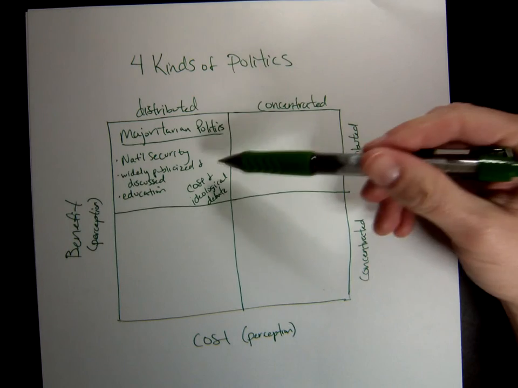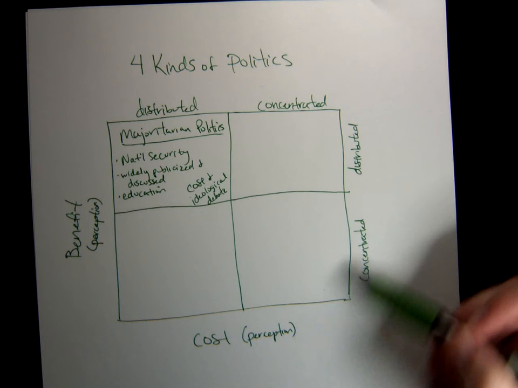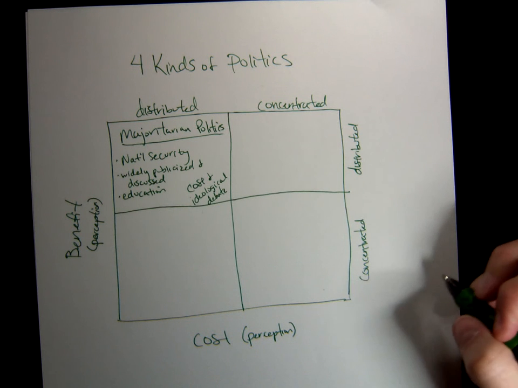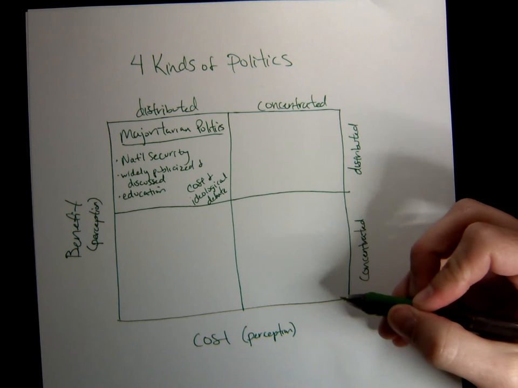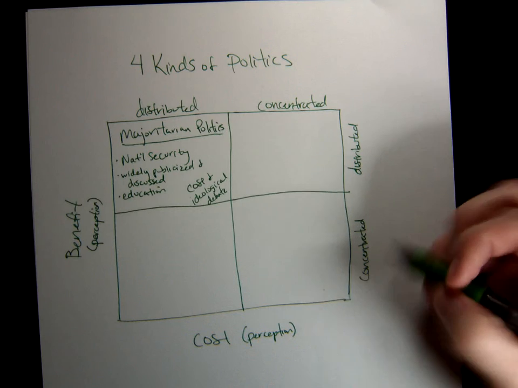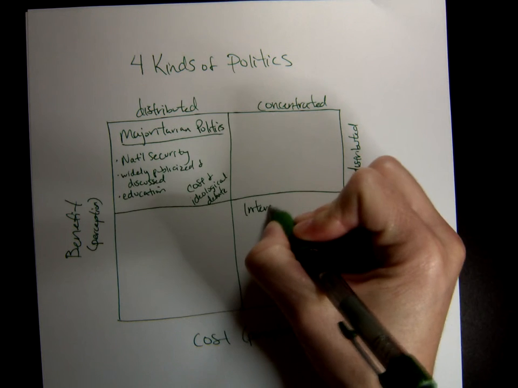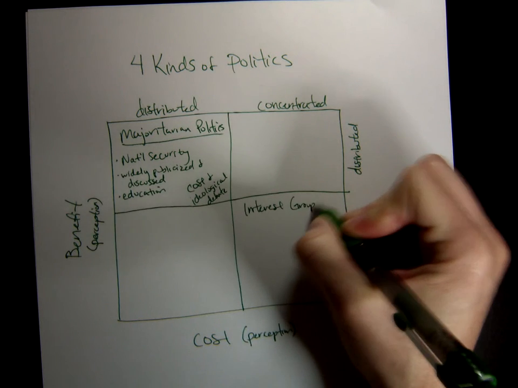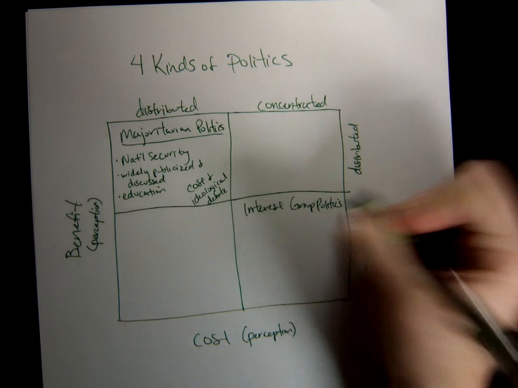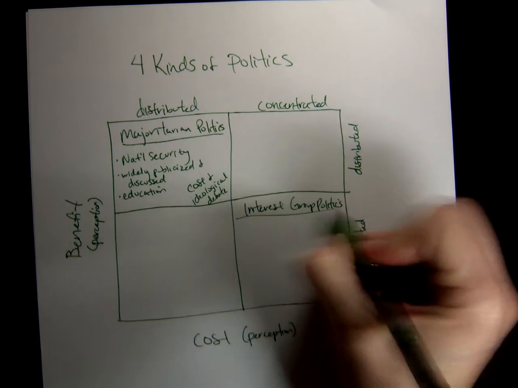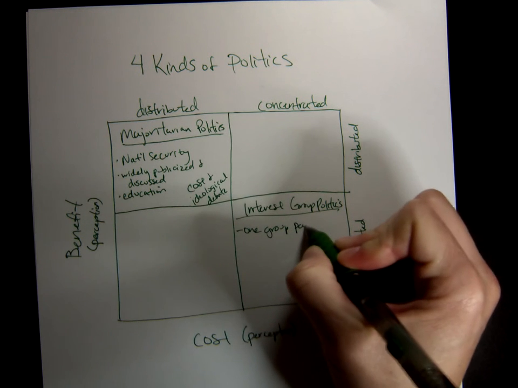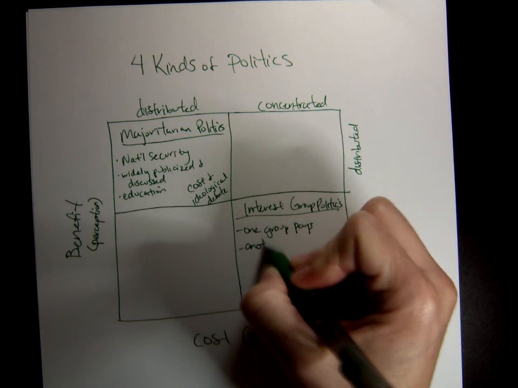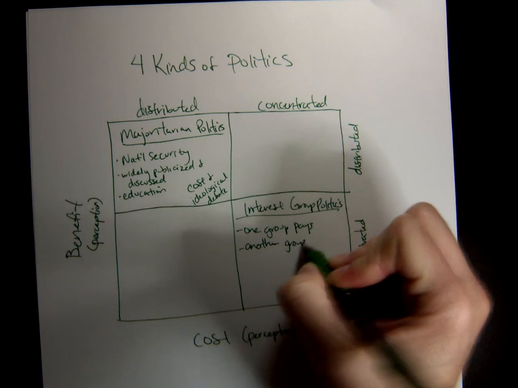Okay, now let's go to the other side where it's concentrated. I know you're going to be thinking, well, that makes sense. One group is going to benefit, they should pay for it. But we're not talking about one group, we're talking about 2 groups. Okay, and this would be interest group politics. So interest group politics means one group pays and another group benefits.